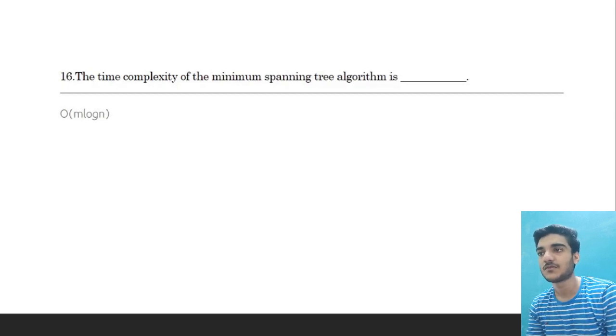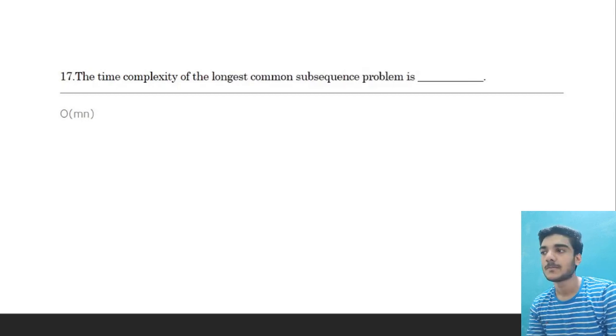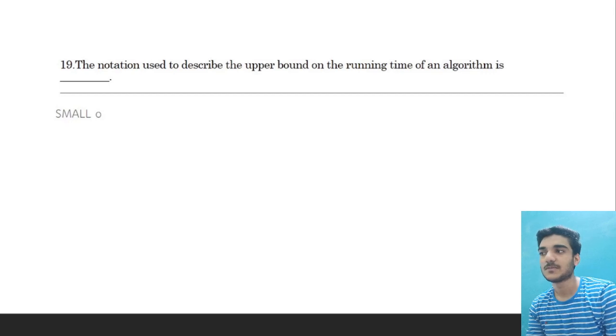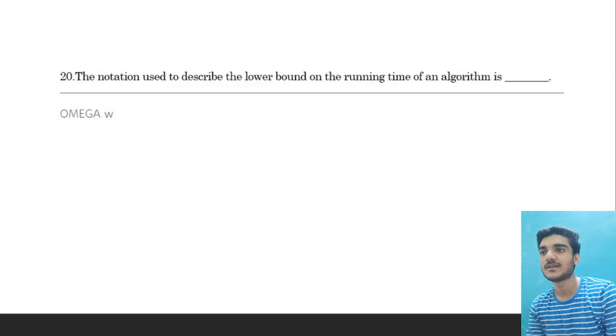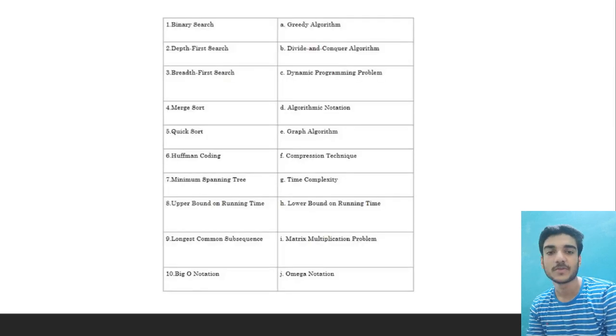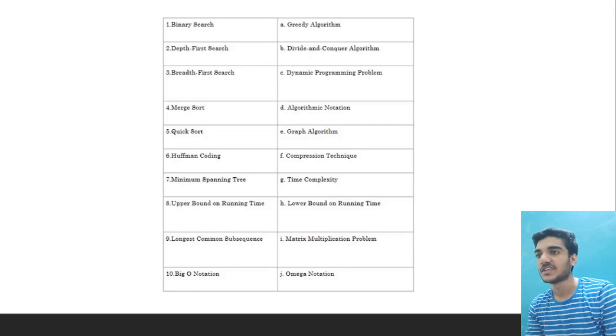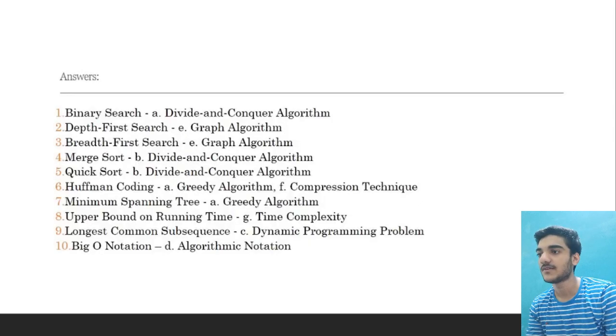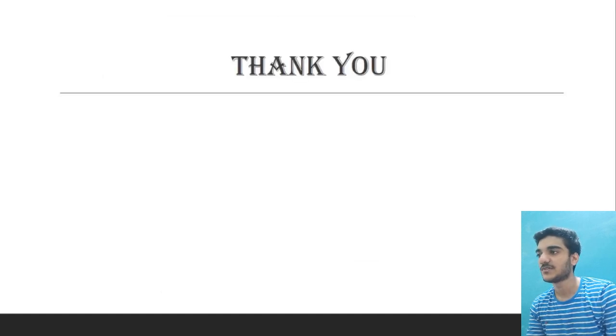The time complexity of MST algorithm is O of m log n. The time complexity of longest common subsequence is O of m n. Time complexity of matrix chain multiplication is O of n cube. The notation used to describe the upper bound of the running time of an algorithm is big O notation. The notation used to describe the lower bound of the running time of an algorithm is omega, represented by the symbol omega. Now match the columns. As you can see here, we have two columns containing some values, and here is the result. You can pause the video and see the result.